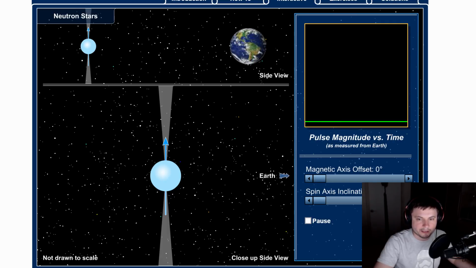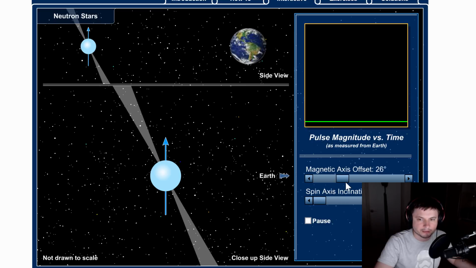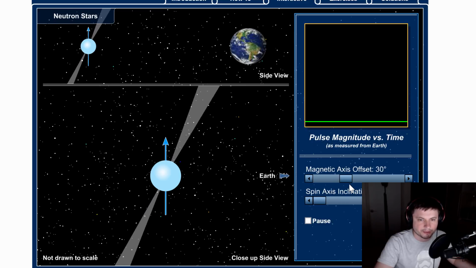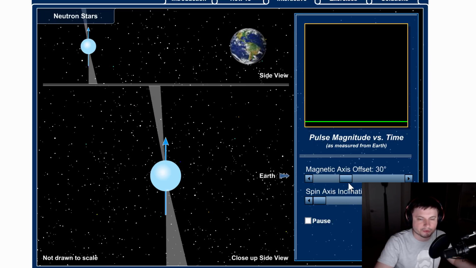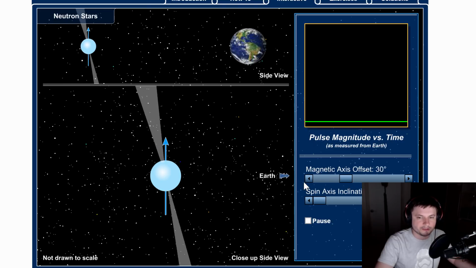But basically, here is a neutron star whose magnetic axis aligns entirely with its rotation, so no matter how fast it spins, the jets always point in the same direction. But for most objects, including Earth, the magnetic axis is actually a little bit offset. So let's say it's offset by about 30 degrees. For Earth, it's not as dramatic, it's only a few degrees, but for a pulsar, it could be this much.